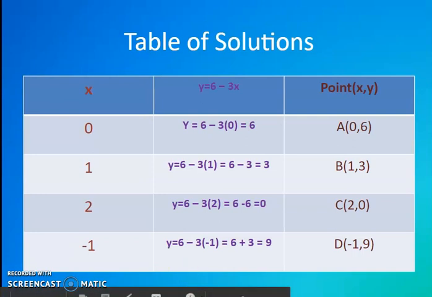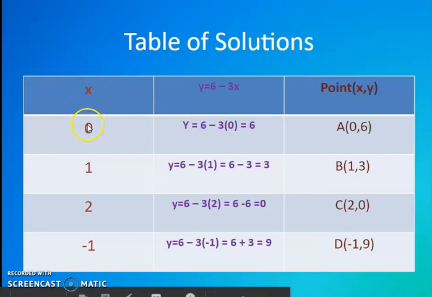So what we are doing here is we are considering few values of x and we are substituting those values of x in the linear equation y is equal to 6 minus 3x. After obtaining the value of y, we are considering the ordered pair with the x value and the y value. We need to find these points that are to be plotted on the graph sheet to get the graph of our linear equation. So let us start.